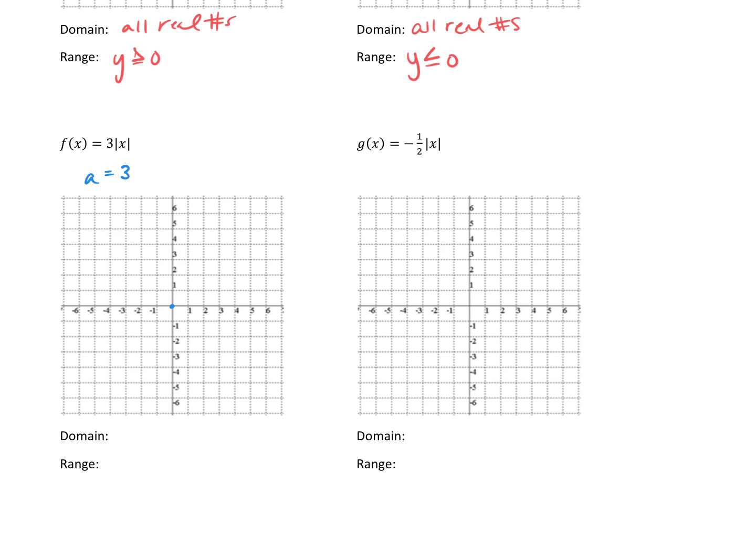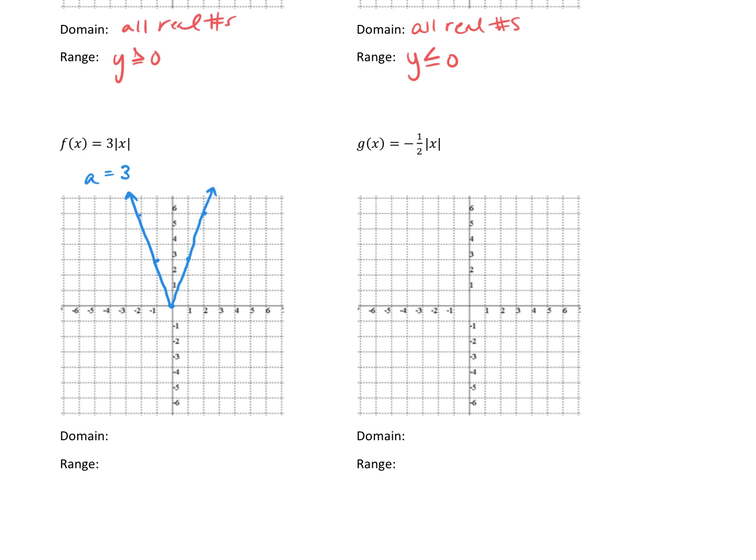So I'm going to go up 3 to the right 1, and then I repeat that. I go up 3 to the right 1 again. You can see that this is a little bit of a steeper v. It's going to be a narrower v. Now to get the points on the left side, we're going to go up 3 to the left 1, up 3 to the left 1, and then we'll get those points.